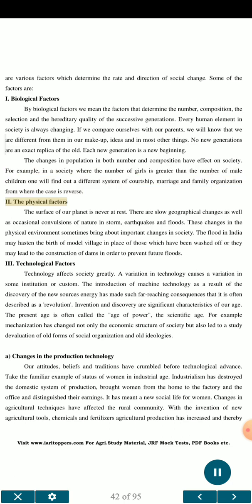2. The physical factors. The surface of our planet is never at rest. There are slow geographical changes as well as occasional convulsions of nature in storms, earthquakes and floods. These changes in the physical environment sometimes bring about important changes in society. The floods in India may hasten the birth of model villages in place of those which have been washed off, or they may lead to the construction of dams in order to prevent future floods.